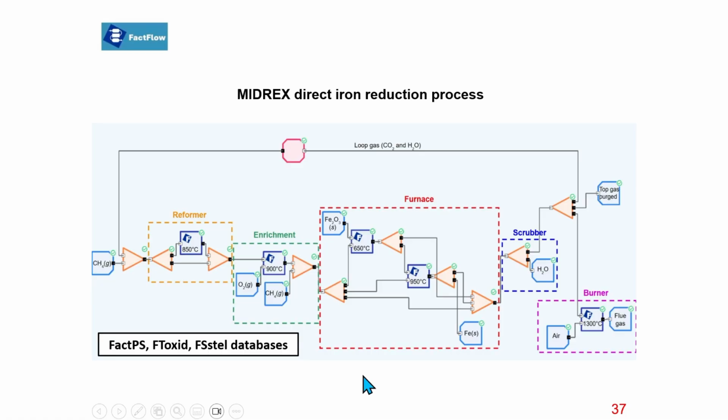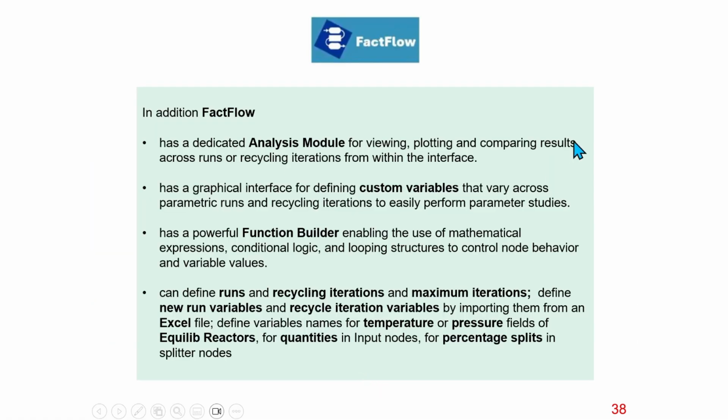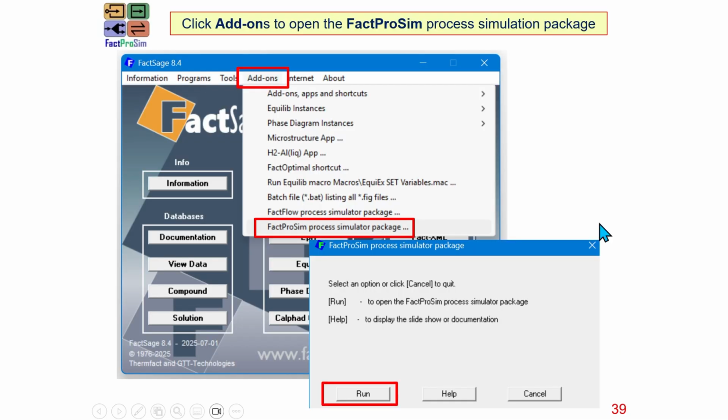So, we've used FactFlow. Just finally, we were asked to present this to show you that additional information, and this is too complicated to present in detail now, but just to point out that FactFlow has a dedicated analysis module. You can have custom variables defined graphically. You have a function builder, and you have a whole slew of ways of defining runs and iterations and what have you. So this is documented elsewhere. So much for FactFlow. Let us look at FactProSim.